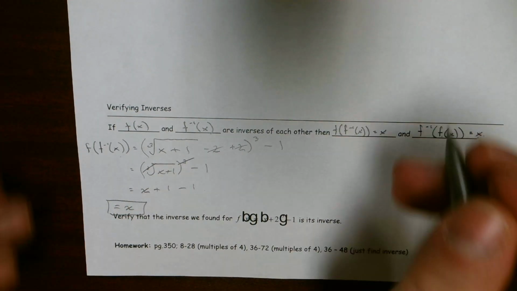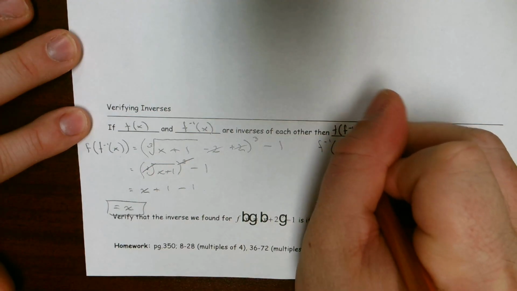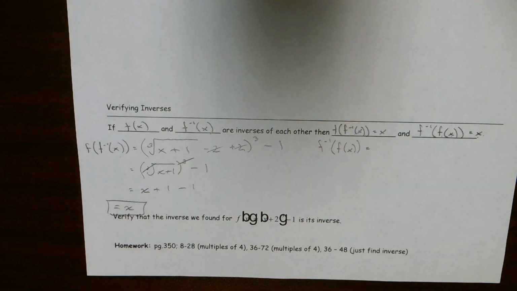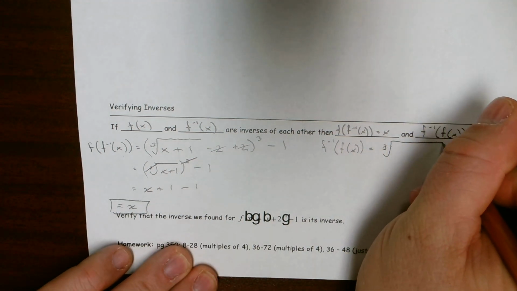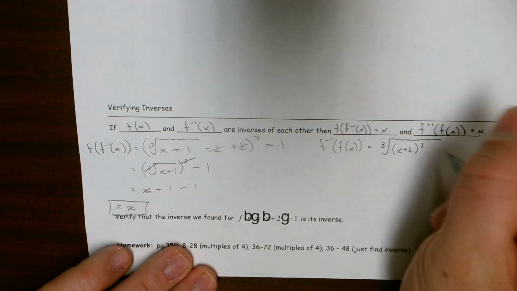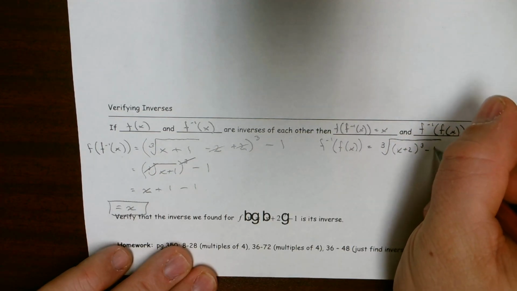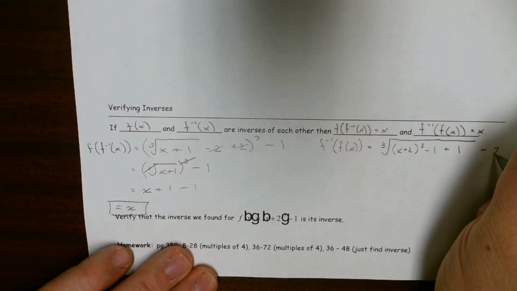Now we have to do it the other way. So let's take the original function and plug it into the inverse. Okay, so the inverse was cube root of, and then we had an x. So we got to plug in x plus 2 cubed minus 1. And then we had a plus 1, and then minus 2.